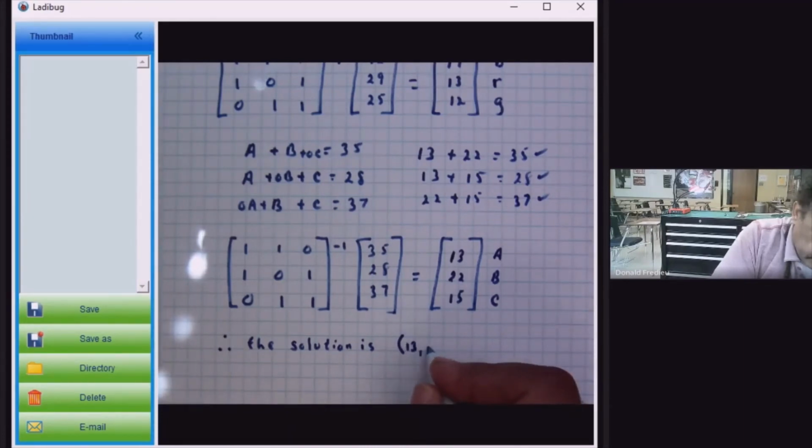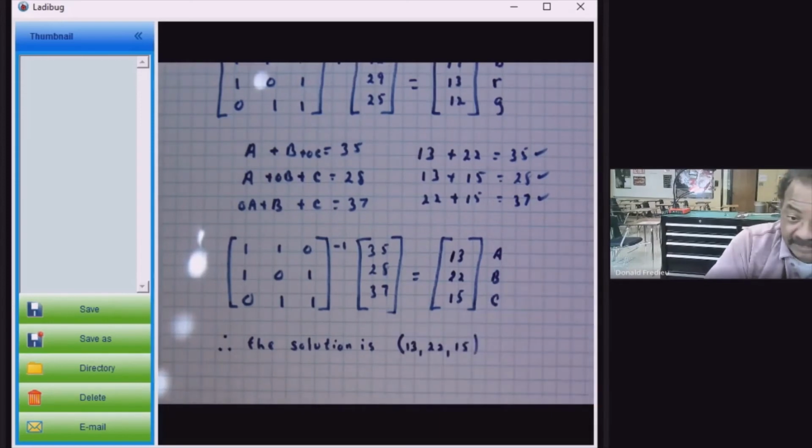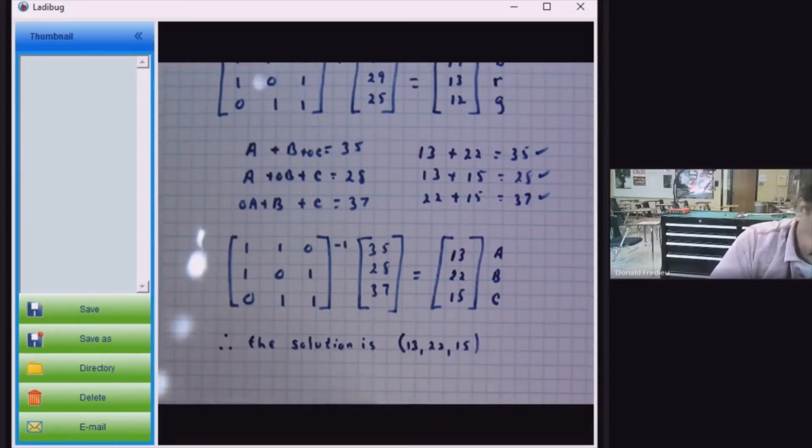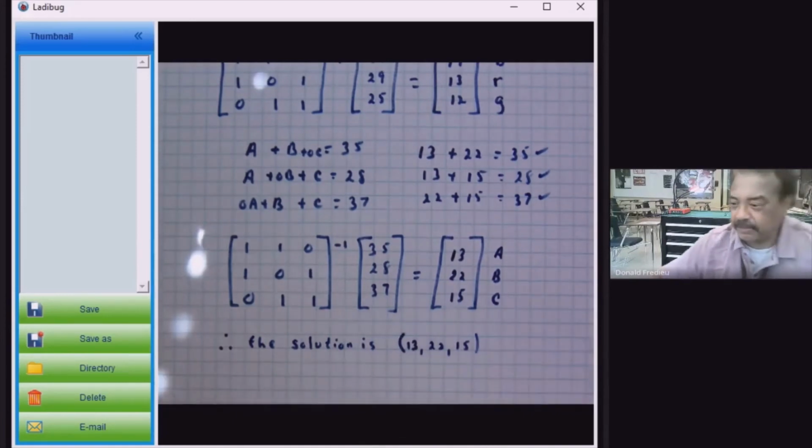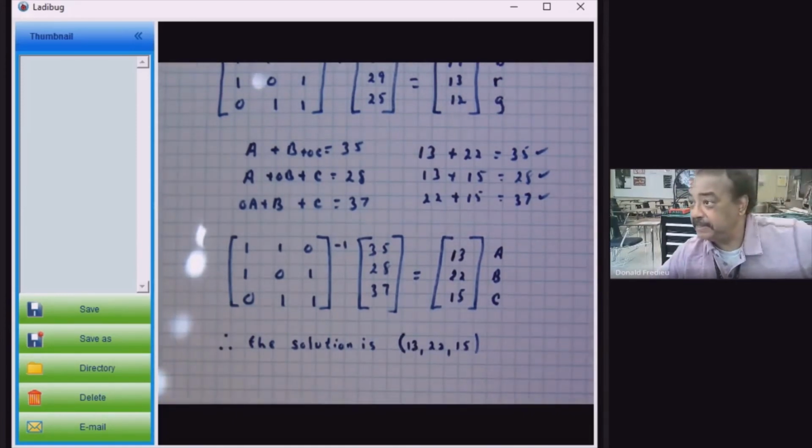13, 22, and 15. So you could write it that way. It's concise, it's neat, I know what you mean. Or you could write it out. Now, if you write it out, you're going to have to reference back to these statements we had here. Where are they?